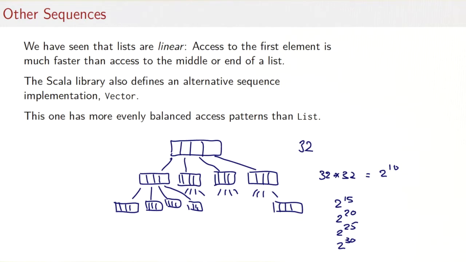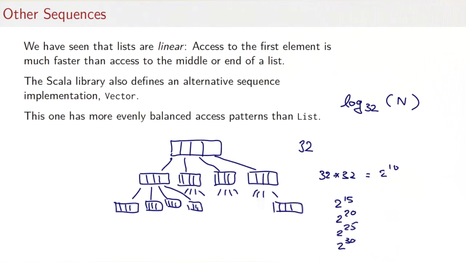And we'll see that that depth grows very slowly. A depth of 6 gives you 1 billion elements. So generally the formula would be that the depth of the vector is log to the base 32 of n, where n is the size of the vector. So we've seen that log to the base 32 is a function that grows very slowly. That's why vectors have a pretty decent random access performance profile, much better than lists.